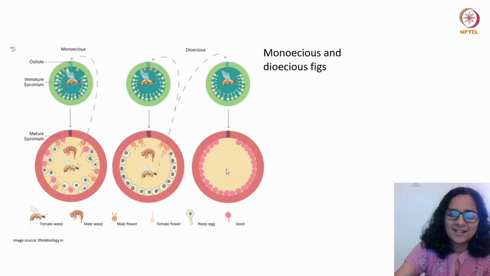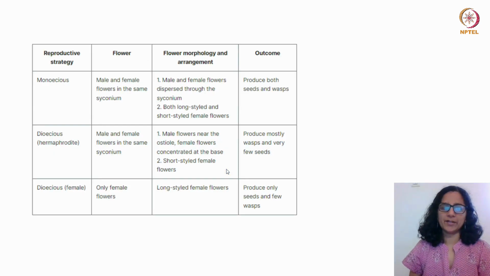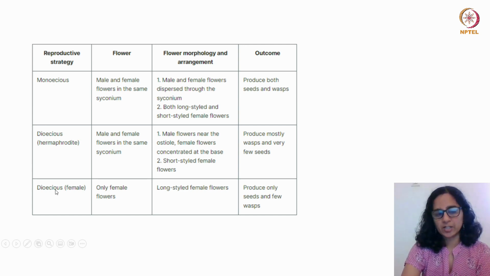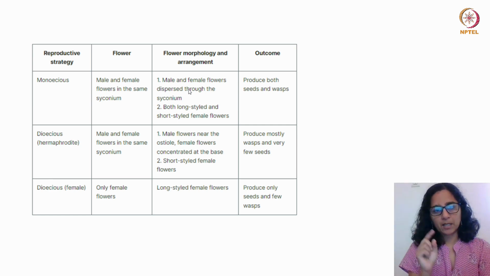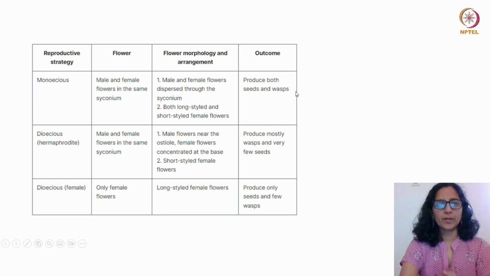It's fascinating, right? Okay, to summarize everything, there are various reproductive strategies in figs: monoecious, dioecious which is hermaphrodite, and dioecious female. In the monoecious, both male and female flowers are in the same syconium, and male and female flowers are dispersed throughout the syconium, and both long-styled and short-styled female flowers are produced, and because of this they produce both seeds as well as wasps. Okay, that's got to do with the monoecious reproductive strategy.